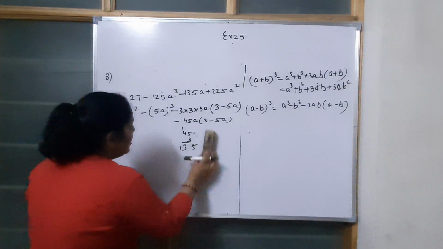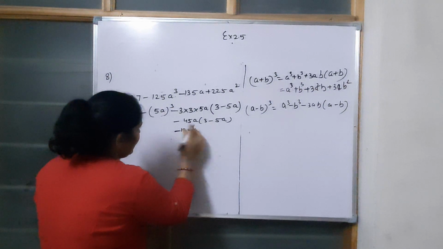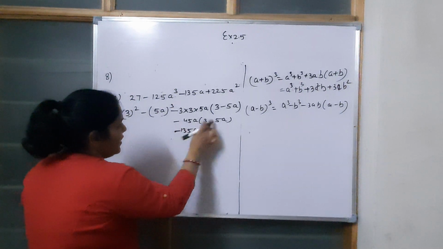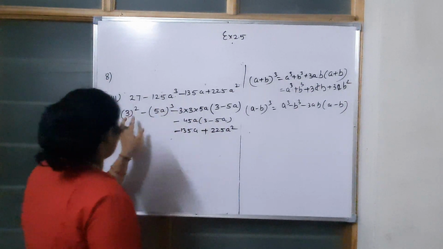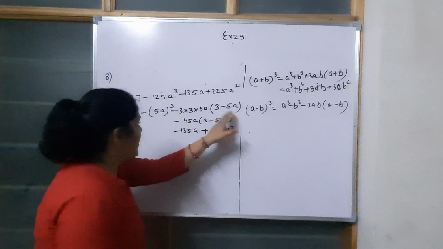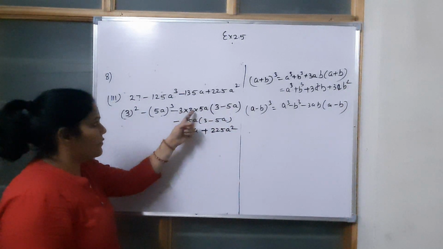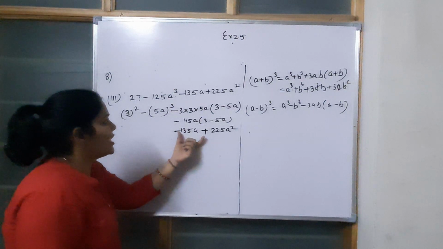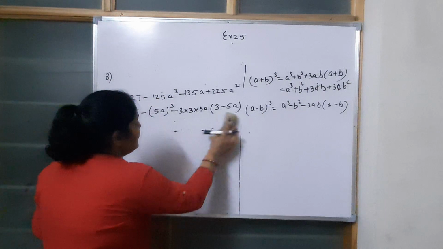Yes, we are getting 45A into 3, which is minus 135A. Now minus minus plus. Outside the bracket we have the sign. This 45 into 5 will be 225A square. So yes, we are getting the same thing. A cube 27, 5A whole cube 125. When we are solving this 3 into A into B, A minus B, we are actually getting 45A into 3 minus 5, and when we are solving this we are getting minus 135A plus 225A square. Yes, it means we can apply the identity.